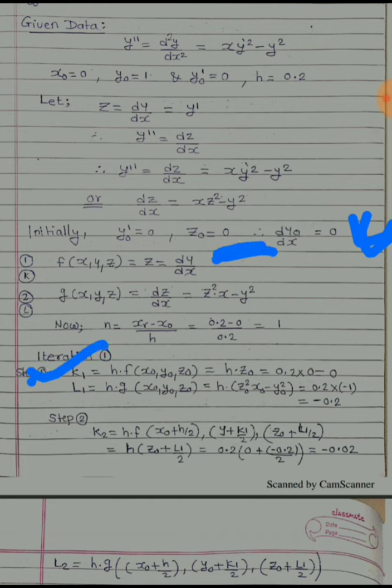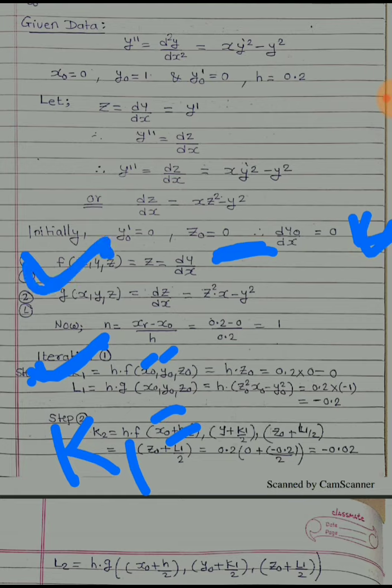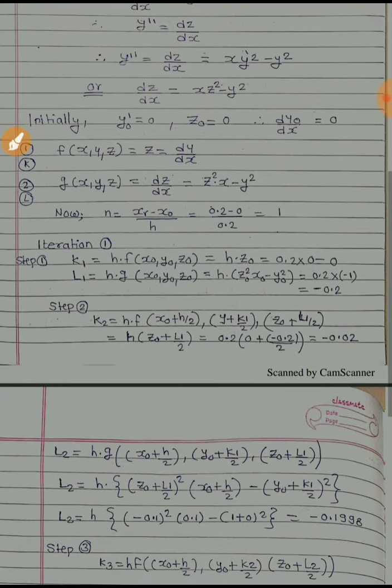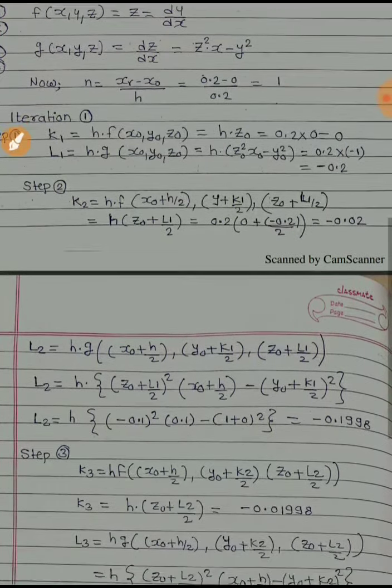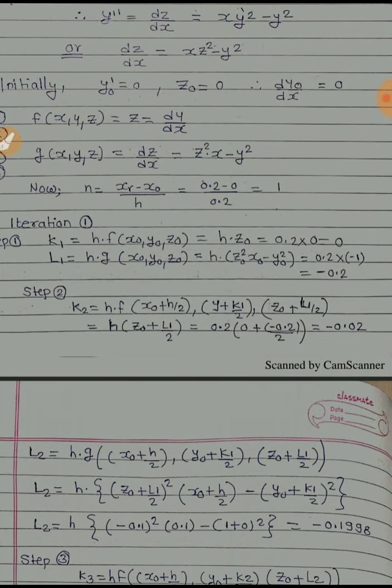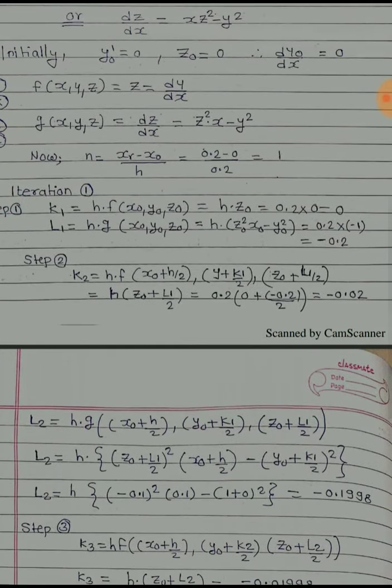Hence here in step 1 I am getting k1, which is h into f of x0, y0, z0, out of which the x0 and y0 terms do not exist at all, because f of x, y, z is equal to z from this equation. Hence I can say this becomes h into z0. If we put the value of z0, which is 0, we will finally get the answer k1 is equal to 0. Hence we need to understand k1 has become equal to 0. Then L1, what is L1?